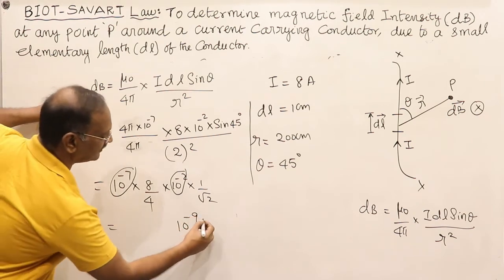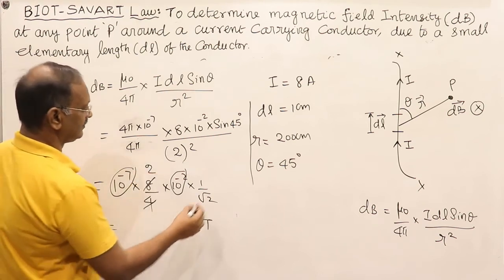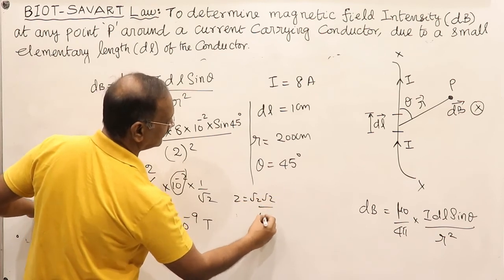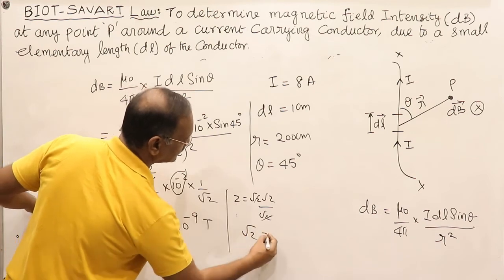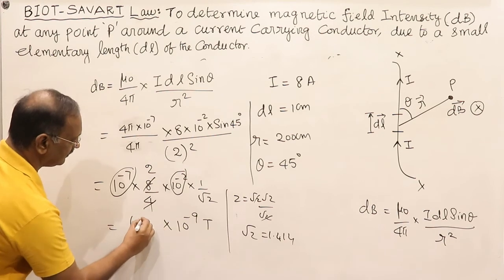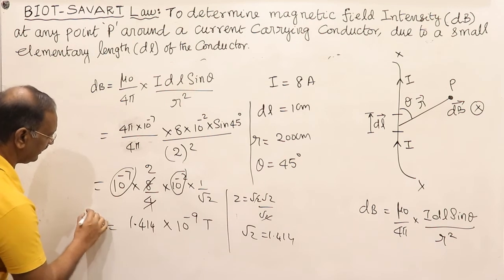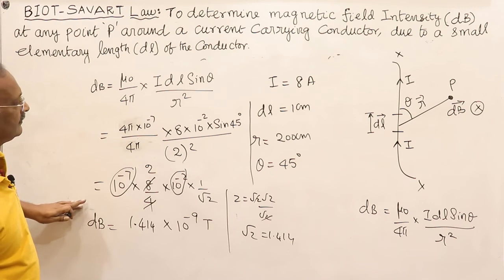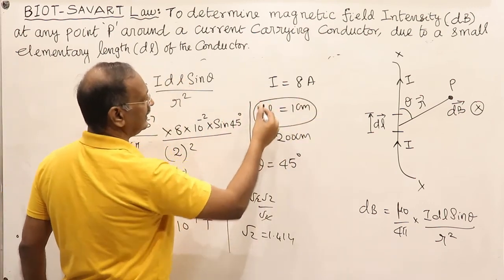Since it is a magnetic field, it will come in Tesla. 8 by 4 is equal to 2. 2 can be written as 2 root 2, and 2 root 2 divided by root 2 is equal to root 2, which is 1.414. So 1.414 times 10 to the power minus 10 Tesla is the magnetic field produced by the small elemental length at this point P.